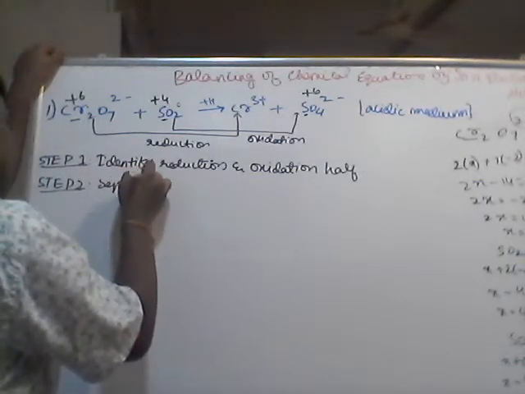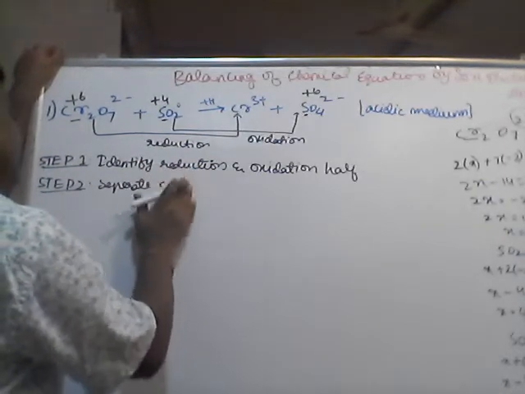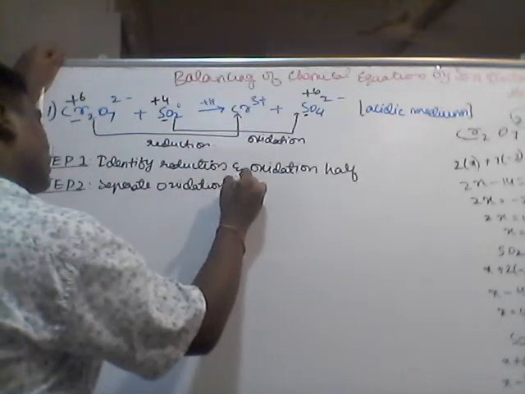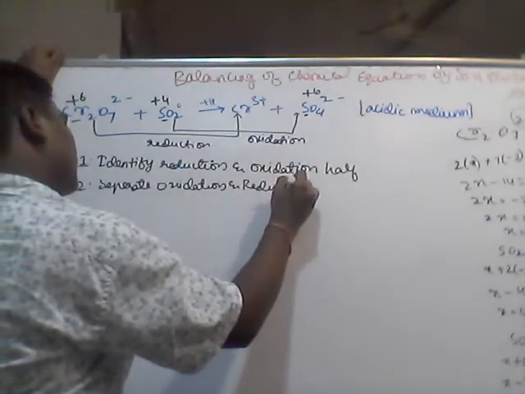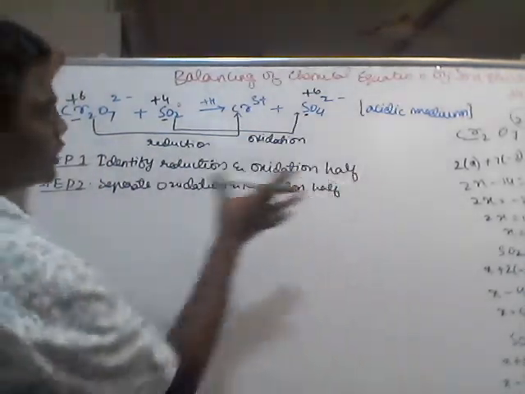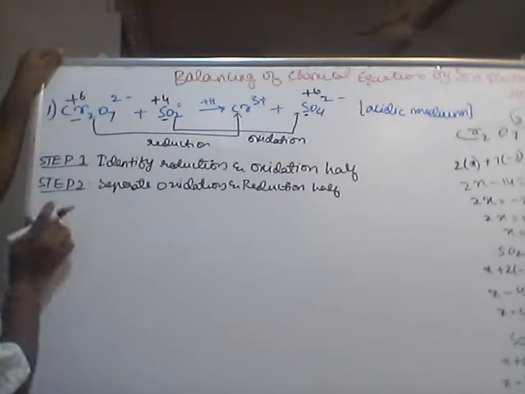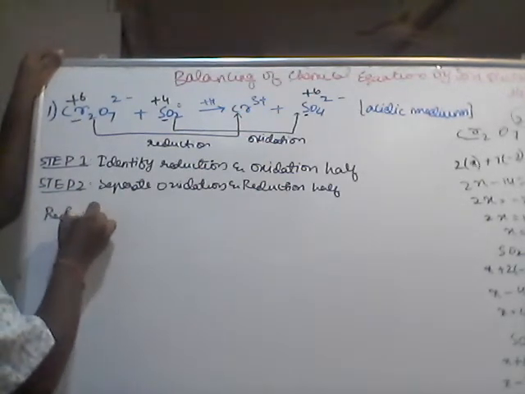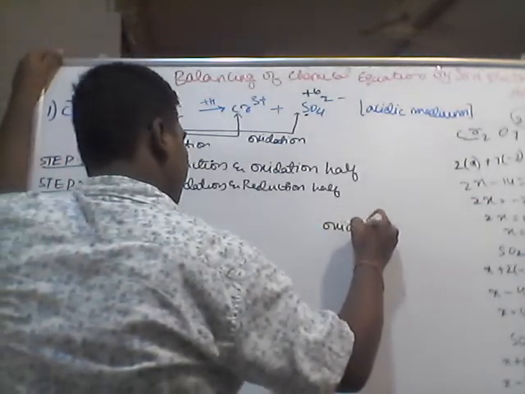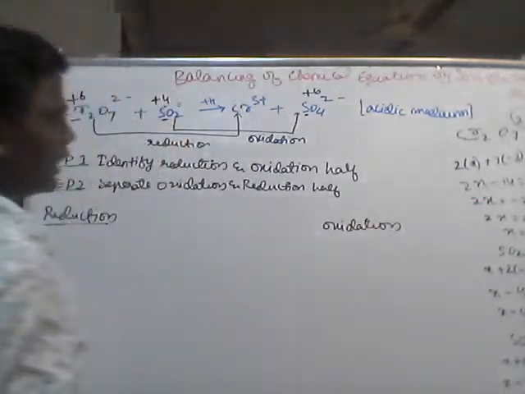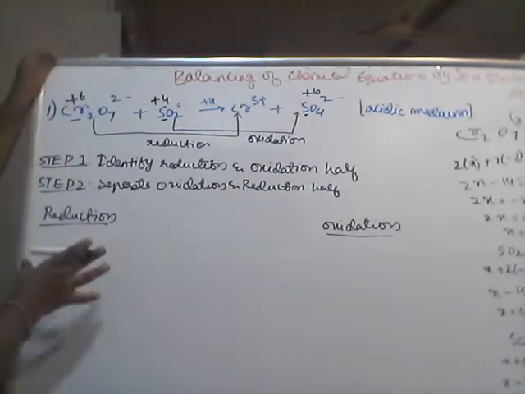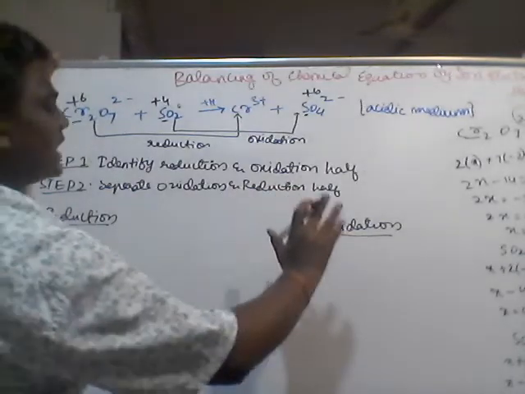Step 2 is to separate the oxidation and reduction halves. Separate both the oxidation and the reduction half. This side I am writing the reduction half, and this side the oxidation half. Write down the reduction reaction on this side and the oxidation reaction on this side.